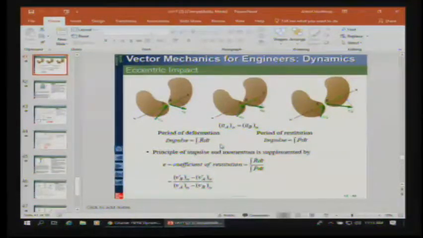The principle of impulse and momentum tells us that the coefficient of restitution is the ratio of those two impulses. Or in other words, how quickly or how well the objects resume their normal shape depends on the ratio of those two impulses. In addition to the coefficient of restitution being equal to that, the coefficient of restitution can also be thought of as the ratio of the difference between the outgoing and incoming velocities.